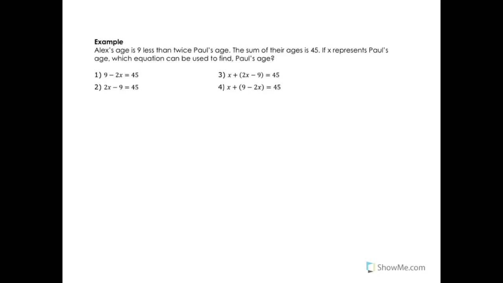So here we have: Alex's age is 9 less than twice Paul's age. The sum of their ages is 45. If X represents Paul's age, which equation can be used to find Paul's age?